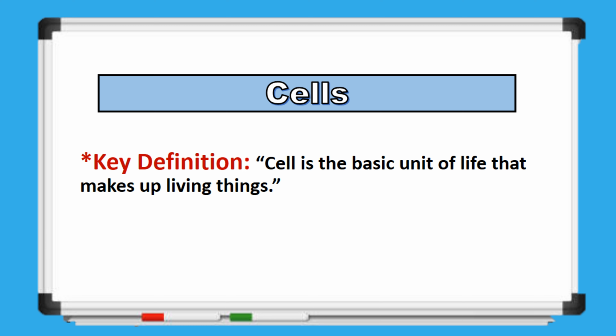Just to recap, the term cell is defined as the basic unit of life that makes up all living organisms. This definition emphasizes that cells are the fundamental building blocks, capable of carrying out essential functions like growth, reproduction, and responding to stimuli. As we've discussed, cells become specialized and vary in structure and function. In this video, we will explore key examples of specialized cells, as outlined in your textbooks and syllabus.